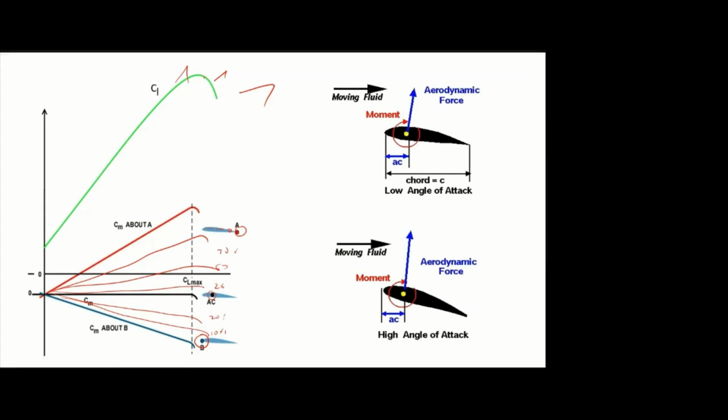And finally, what did they find? They took n number of points, and they found that for a particular point the CM curve is a straight line. That means the moment is constant. Even if you change the angle to 0 degree, 5, 10, 15, 20 degree, the moment is not varying. And that point they defined as the aerodynamic center.